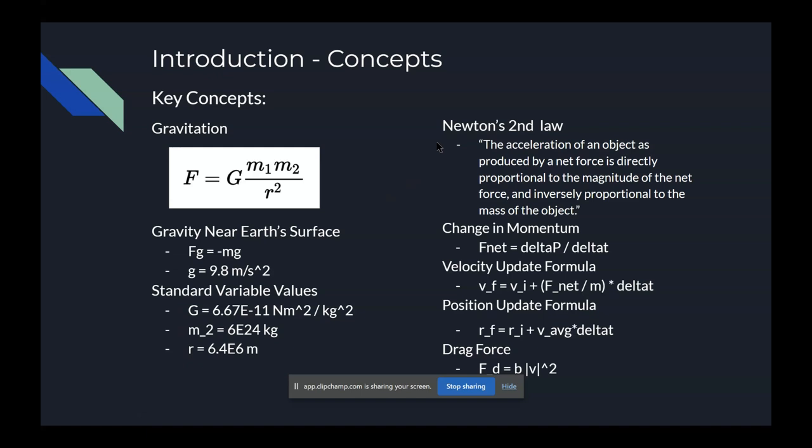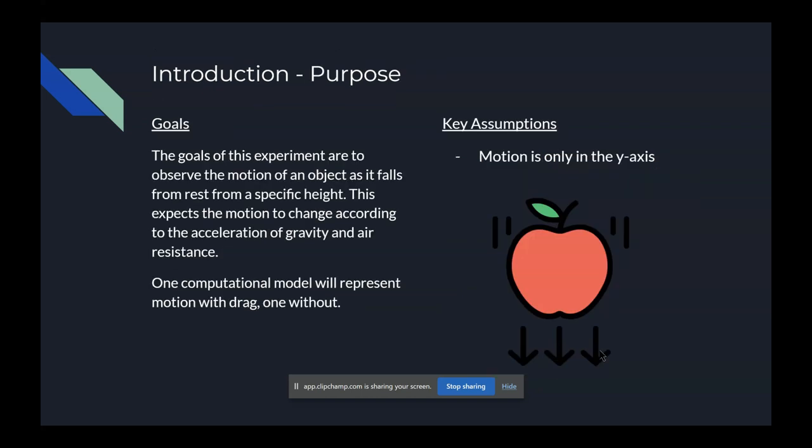We'll also need to understand Newton's second law, which is essentially that the acceleration of an object increases as the net force increases. That's all you really need to know. There is no difference between the change in momentum, the velocity update, and the position update in this experiment compared to other motion experiments. However, we need to understand the drag force in this equation, and that is going to be equal to a constant, which is essentially determined by the shape of the object, times the magnitude of the speed squared.